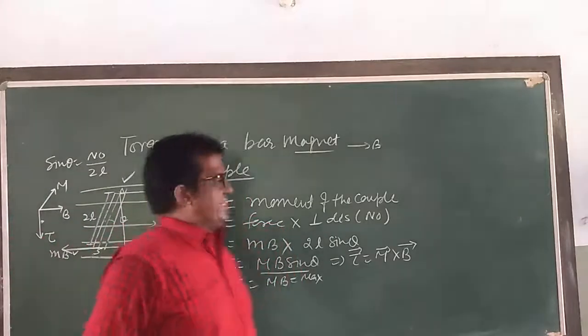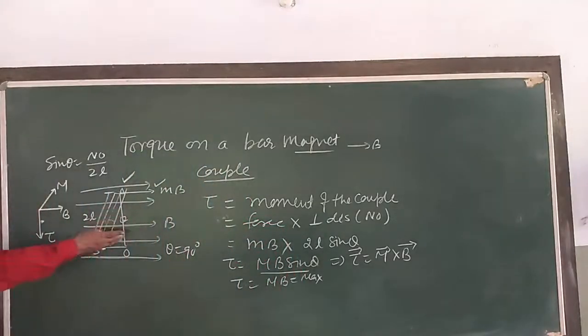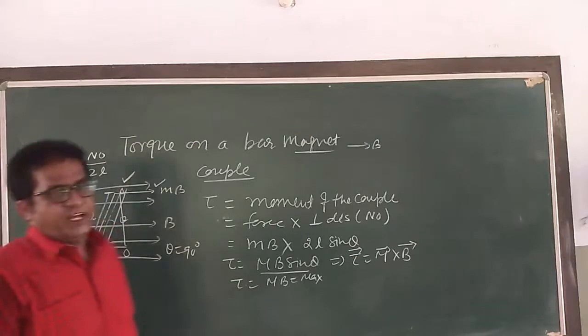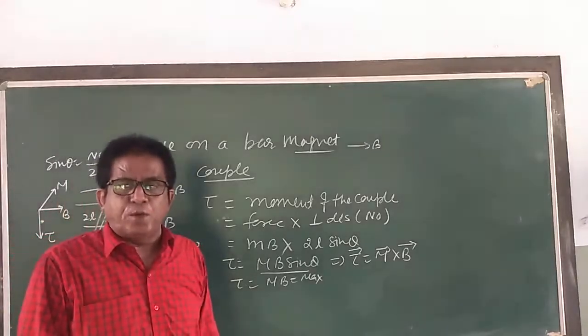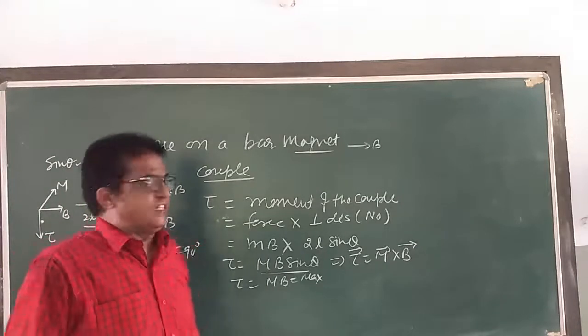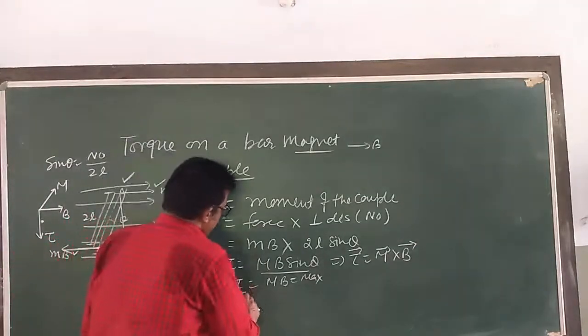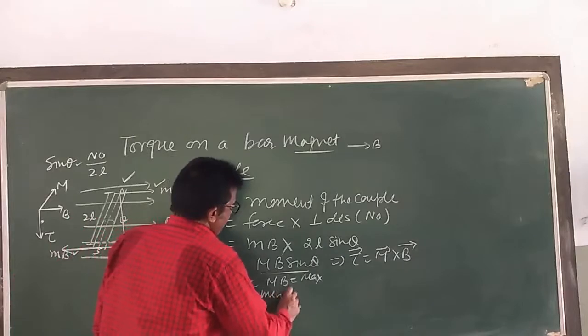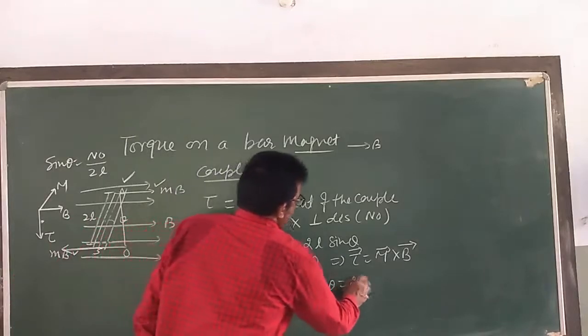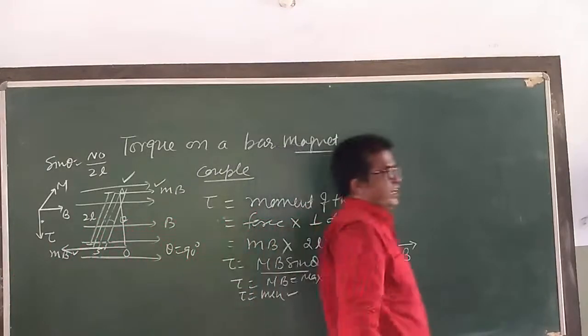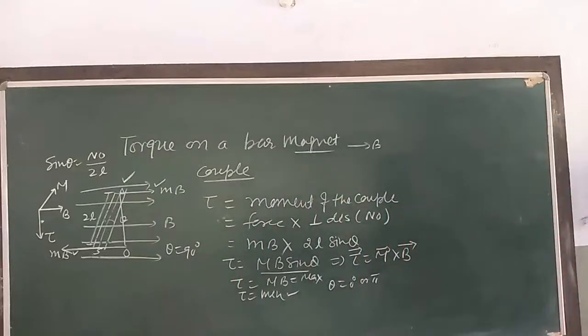When theta is 0, it is in the direction of the magnetic field, or pi. So when the value of theta is 0 or pi, we can say torque is minimum. When theta is equal to 0 degrees or pi, torque is minimum; at 90 degrees it is maximum. Write down.